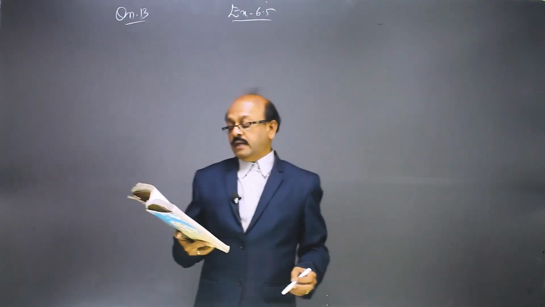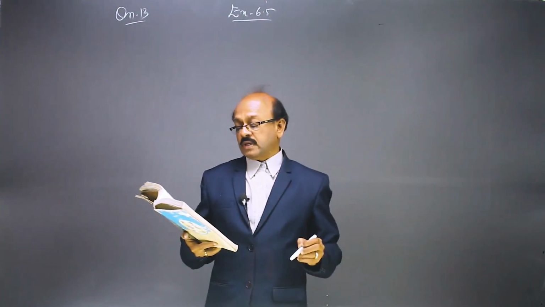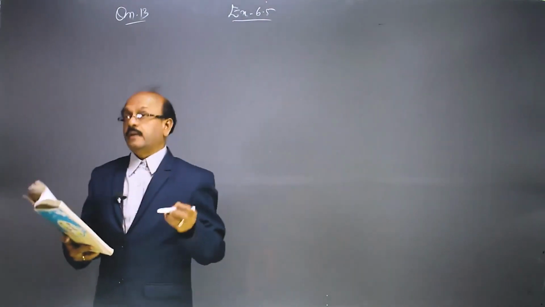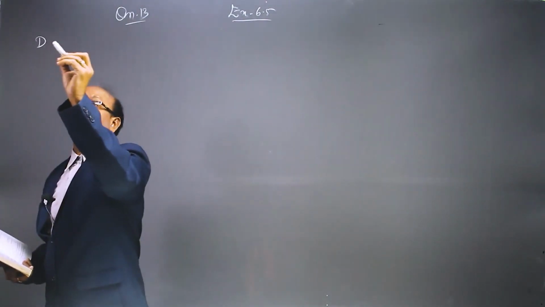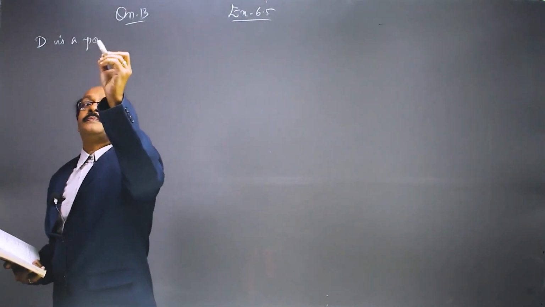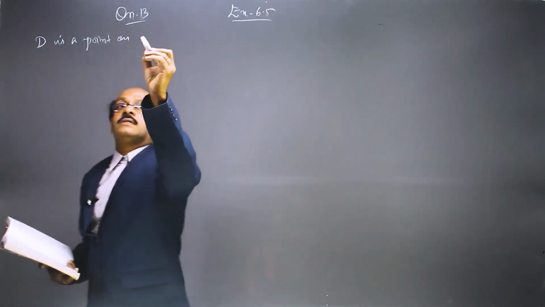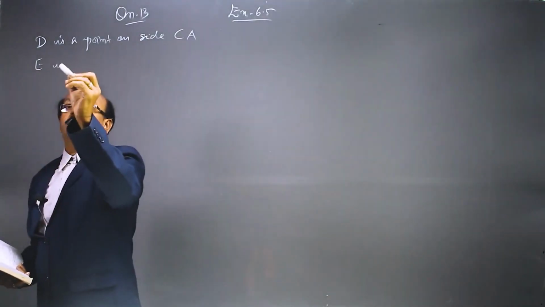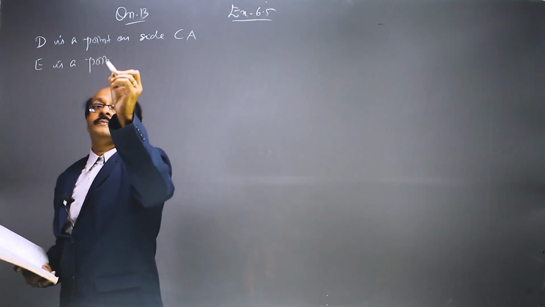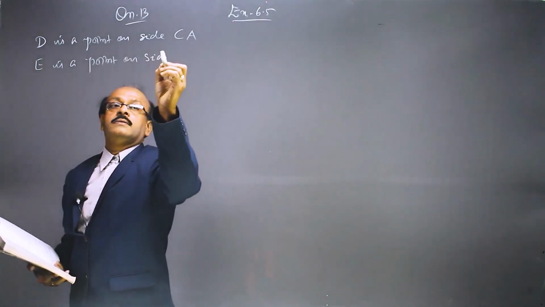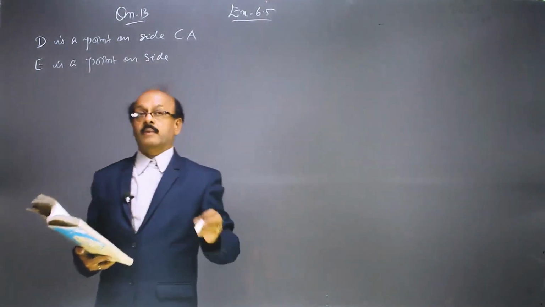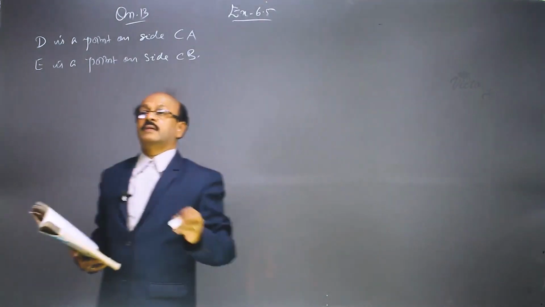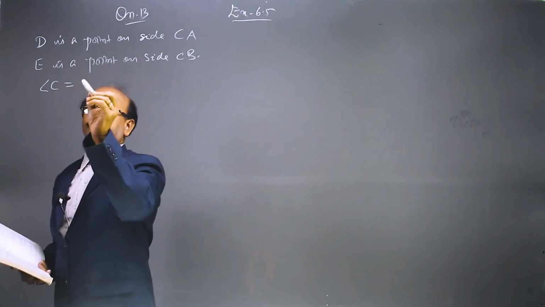Once again, D and E are points on sides CA and CB. D is a point on side CA and E is a point on side CB. Right angle at C means angle C is equal to 90 degree.